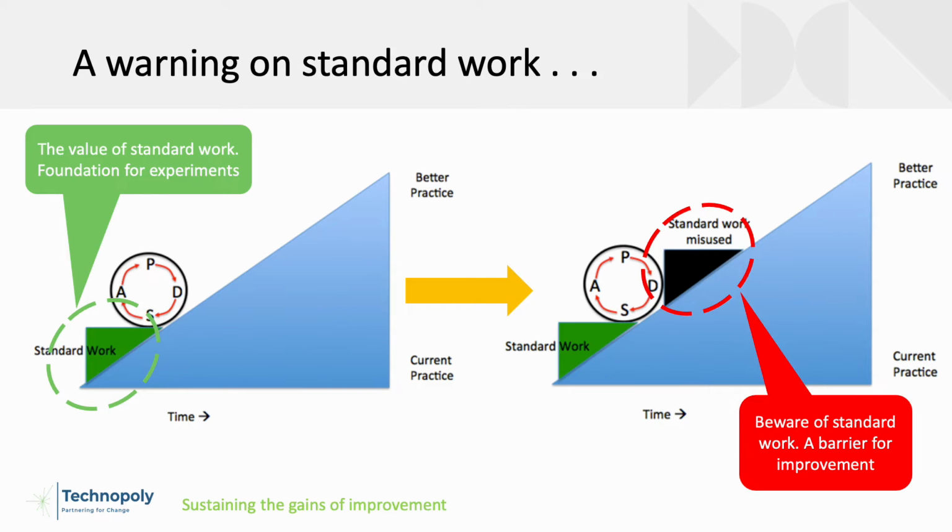As Deming pointed out, there is a warning when we now go and do standard work. In principle, standard work is very beneficial and important because it will help us set the foundation for our experiments. It preserves the gain for us to go into the next level of improvement. However, in practice, standard work can be misused and become a barrier for improvement, and therefore we need to be aware that certain standard work needs to be changed in order for us to be able to move forward.